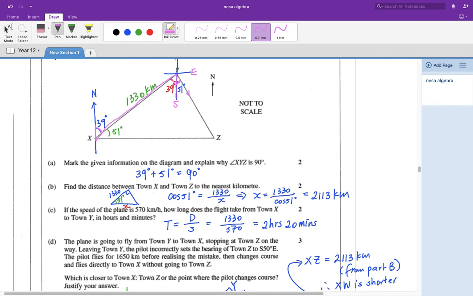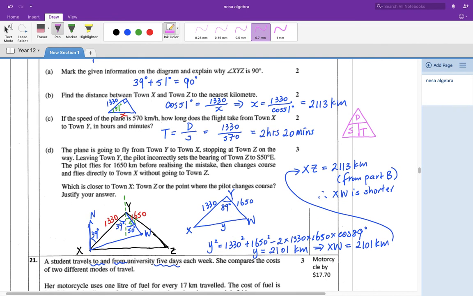Question C. So from X to Y, I know the distance is 1330 divided by speed. I don't know if you still remember the triangle. So you have D, S, T. I'm trying to find T. Right now what you would do is use your finger to cover up the T and you will see D over S. And that's the formula you'll be using. So distance over the speed, that will give you 2 hours 20 minutes.